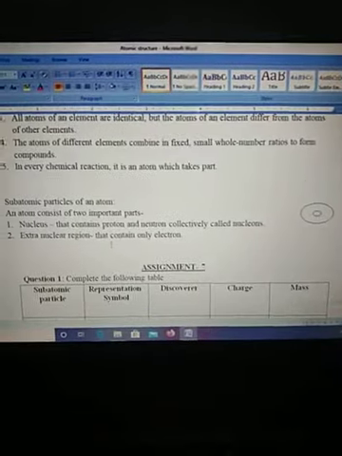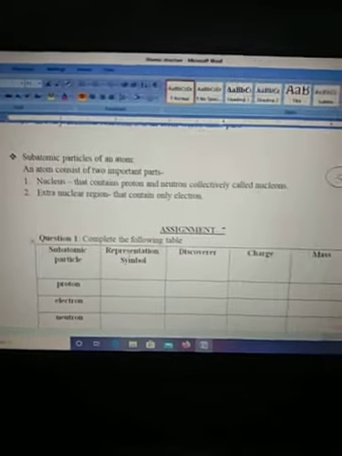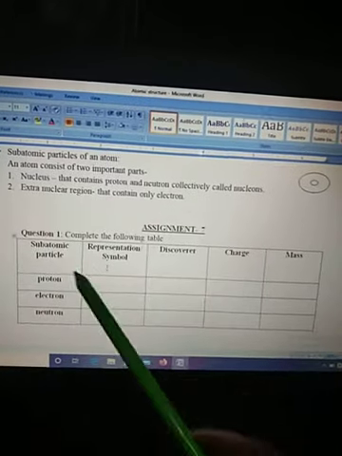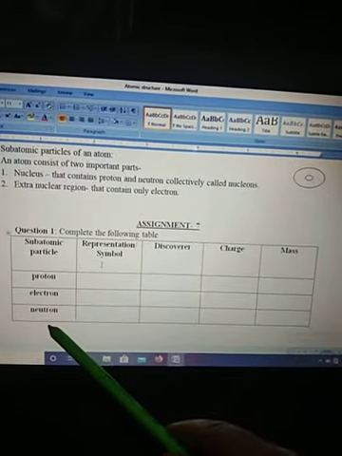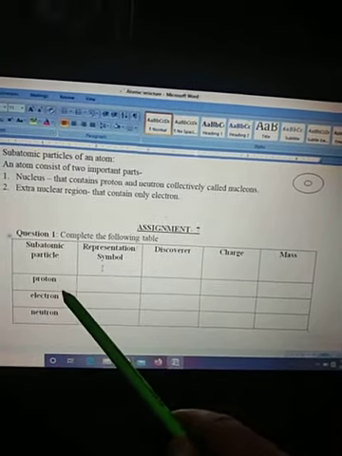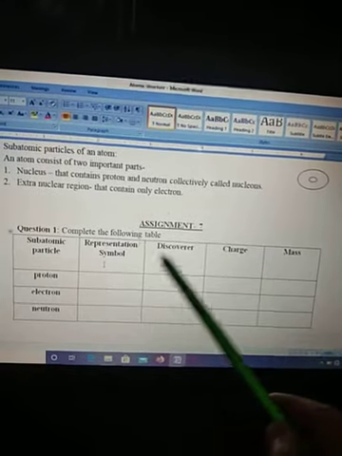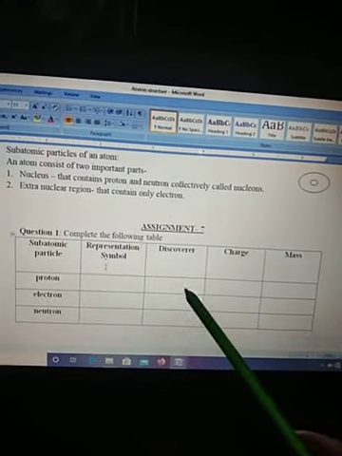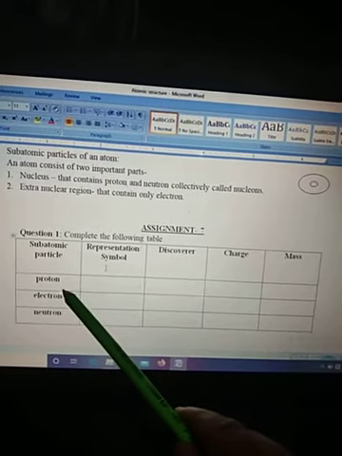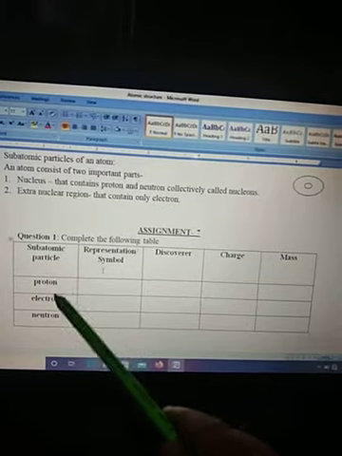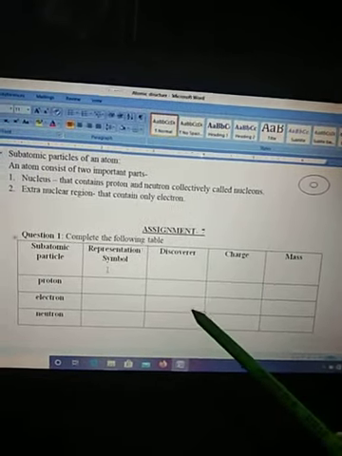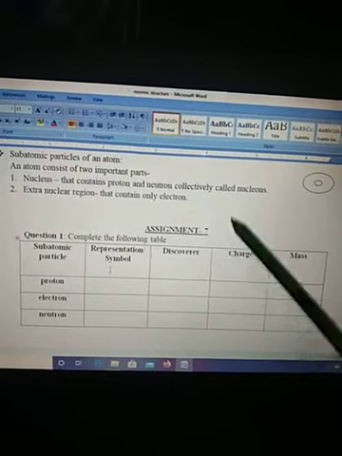Now, after this, you have an assignment to solve. Complete the following table. What you need to do is, I make the table with the subatomic particles: proton, electron, and neutron. You need to write the representation or symbol, how it is represented. For example, proton is represented as a small p. Then the discoverer, who discovered the proton? J.J. Thomson. Then the charge, what is the charge of this? Negative charge, positive charge, what kind of charge, and the mass. Similarly you will complete the table and send it to my mail.